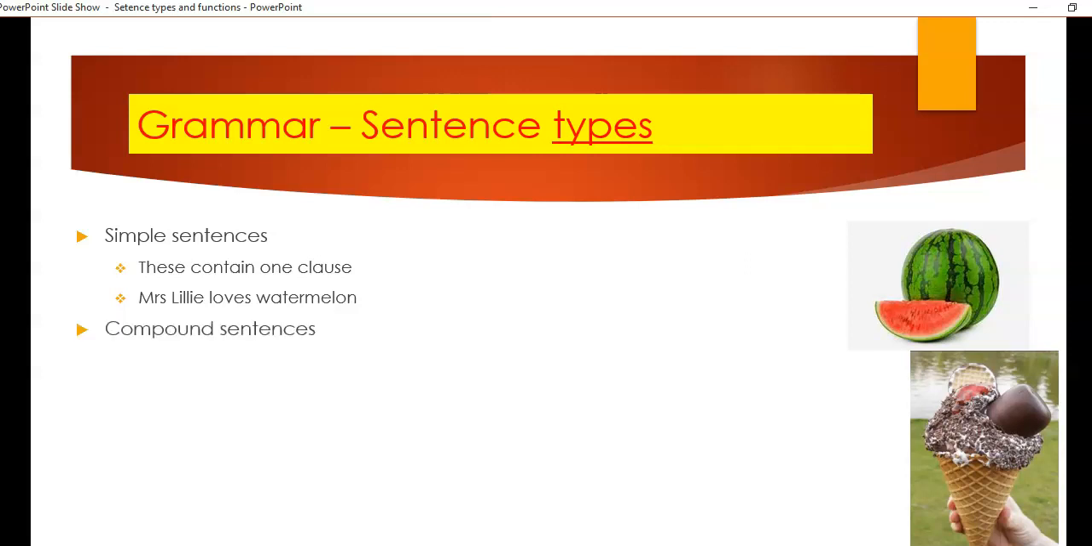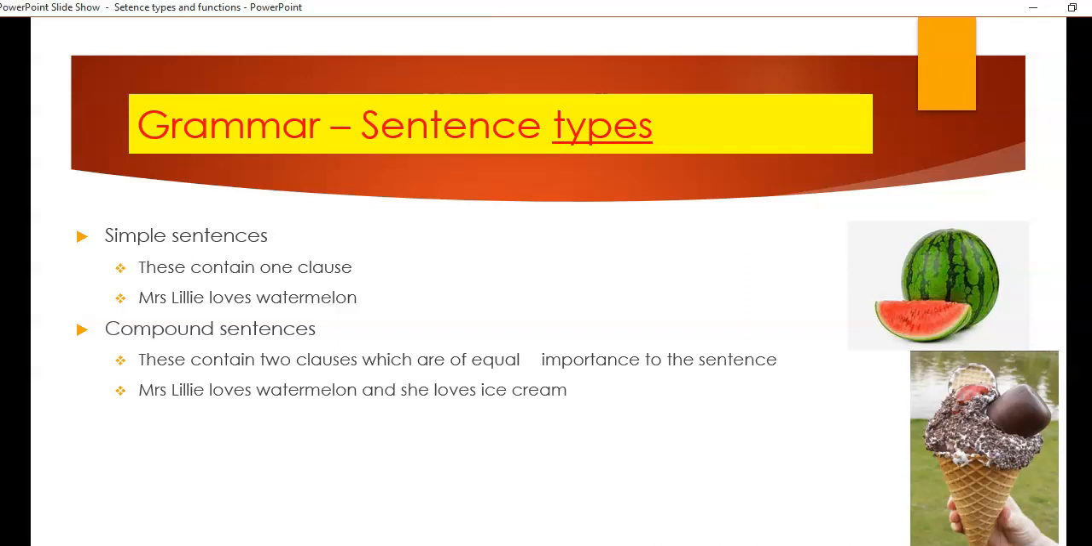Second sentence type, compound sentences. Compound sentences contain 2 clauses which are of equal importance to the sentence. So, for example, Mrs. Lillie loves watermelon and she loves ice cream. Those 2 clauses are of equal importance to the sentence, could stand alone, and are joined by a coordinating conjunction, and, in the middle there.